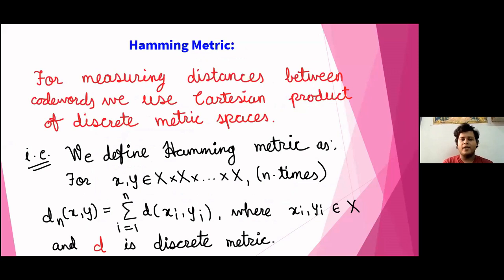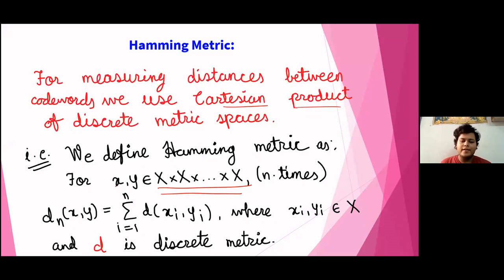So the first thing is the Hamming metric. For measuring distances between two code words, we need the Hamming metric, and the Hamming metric is nothing but the Cartesian product of discrete metric spaces. Here is the place where we use discrete metric spaces. So how is the Hamming metric defined? Suppose our code word consists of n digits. Then we take the Cartesian product of X n times, X cross X up to n times.